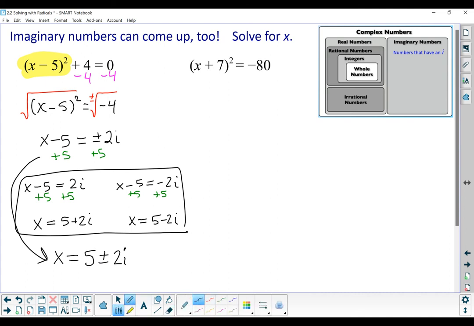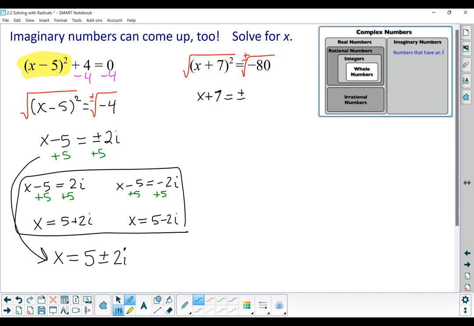This one, x plus 7 squared is equal to negative 80. And again, I have this one isolated for us already, so we're ready to apply the square root to both sides. Don't forget your plus and minus symbol. We've got two answers that we need to seek out. On the left, we have x plus 7, and I really don't need a parenthesis there because the root and the power undid each other. So we just have x plus 7. And on the other side, I have two things, a positive and a negative.